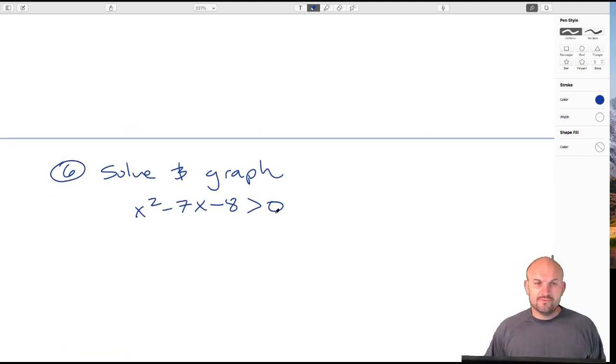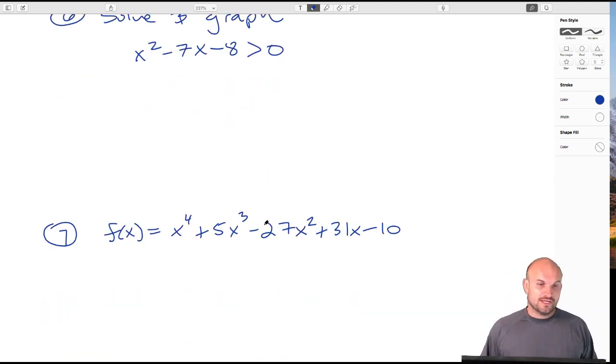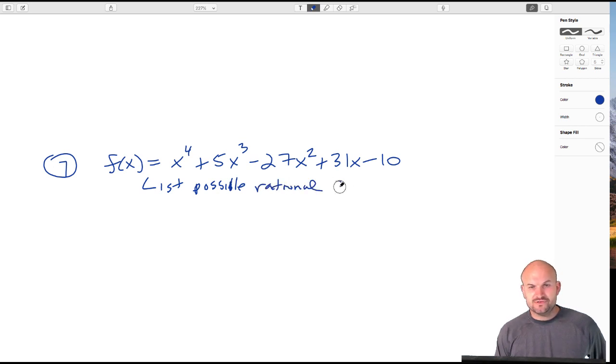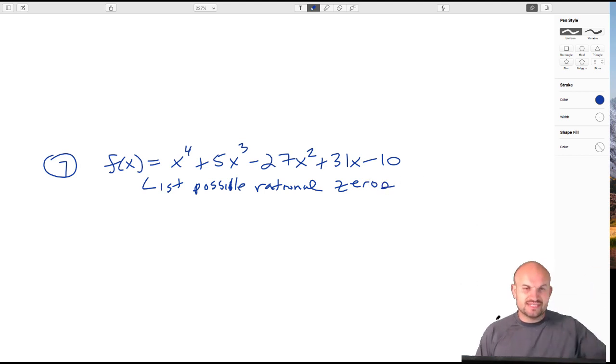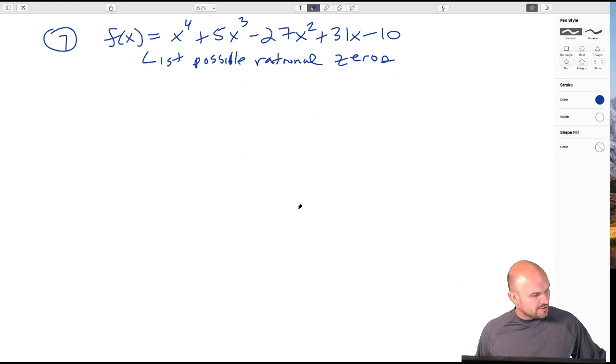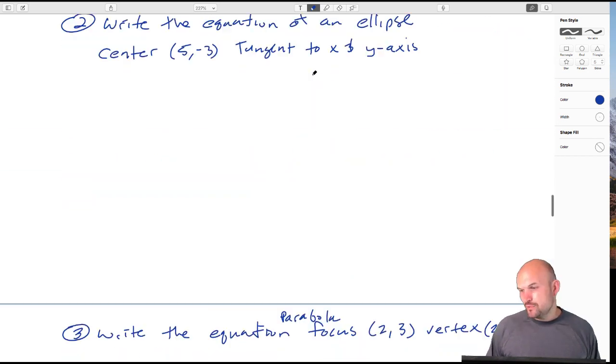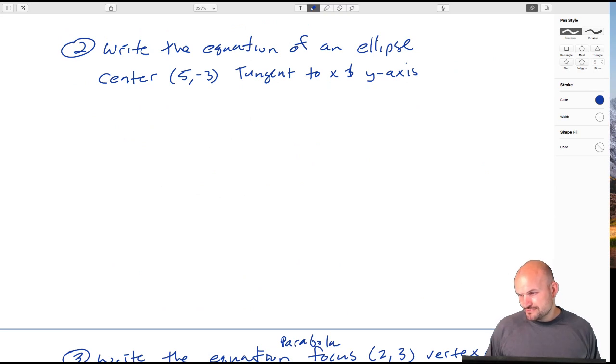All right, and then we're going to solve and graph a quadratic inequality. And then I'm going to do the rational zeros: list the possible rational zeros. And in addition to listing the possible rational zeros, I'll tell you how to take your next steps to find the remaining zeros from there. So those are the questions that I have on the board. We'll see how long they take me to work through them, and then after that, if I can answer your questions, guys, I'll be more than happy to see what I can do for you.